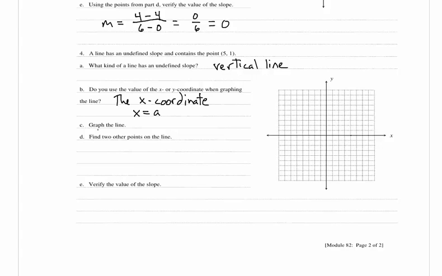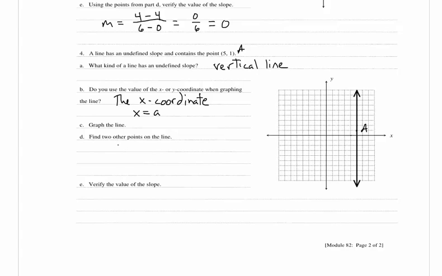And the equation of a vertical line is x is equal to a. In C, it asks us to graph the line, so I'm going to plot the point 5, 1, which we'll call point A. And now I'm going to graph my vertical line. In D, it asks us to find two other points on the line, and as long as our x value is the same, we can choose any other y value.